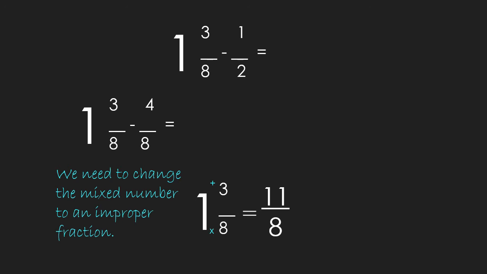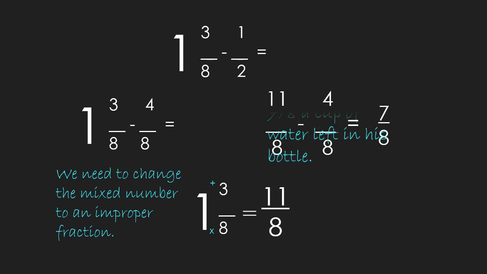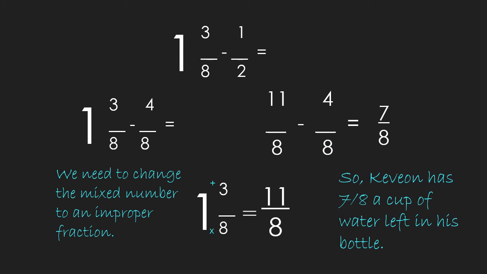Now I want to plug in 11/8 into the problem. And it becomes 11/8 minus 4/8. 11 minus 4 gives me 7. 7/8. So Kevion has 7/8 a cup of water left in his bottle.